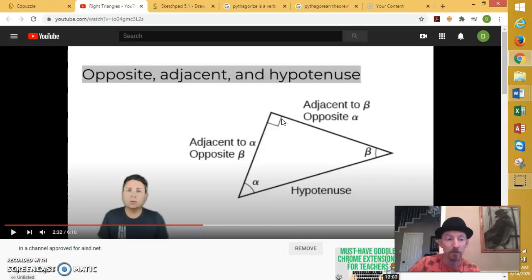I want you to try something. I want you to type in cosine 90 into your calculator. See what that says. I want you to try something else. I want you to type in sine 90 into your calculator. Sine, cosine, and tangent are usually 3 big buttons somewhere on your calculator.